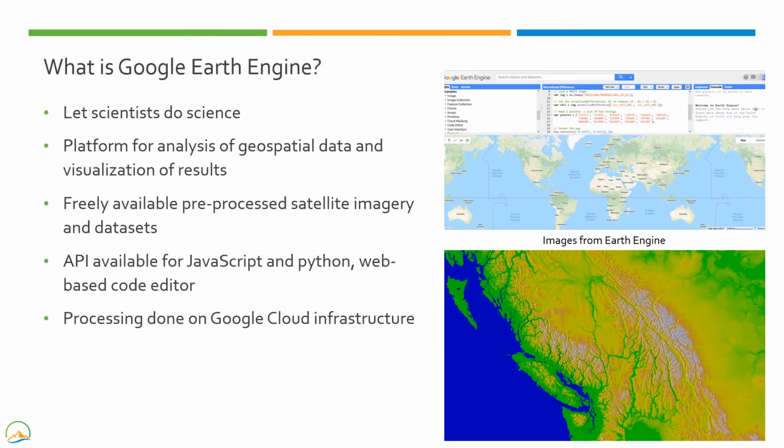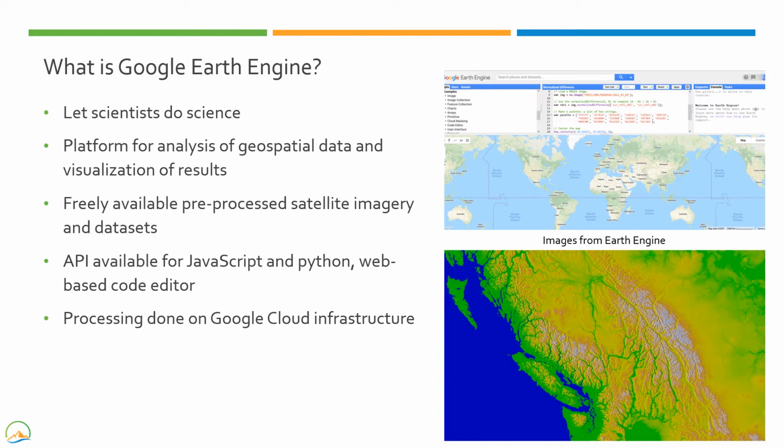In general terms, Google Earth Engine is a platform for analysis of geospatial data and visualization of results. Google's goal for this platform is to let scientists do science by providing readily available pre-processed satellite imagery and datasets. This means your time can be shifted from collecting and pre-processing images to doing the analysis you want to be doing. In addition, there's no software download requirements for Google Earth Engine, meaning it's something you can access from your web browser.